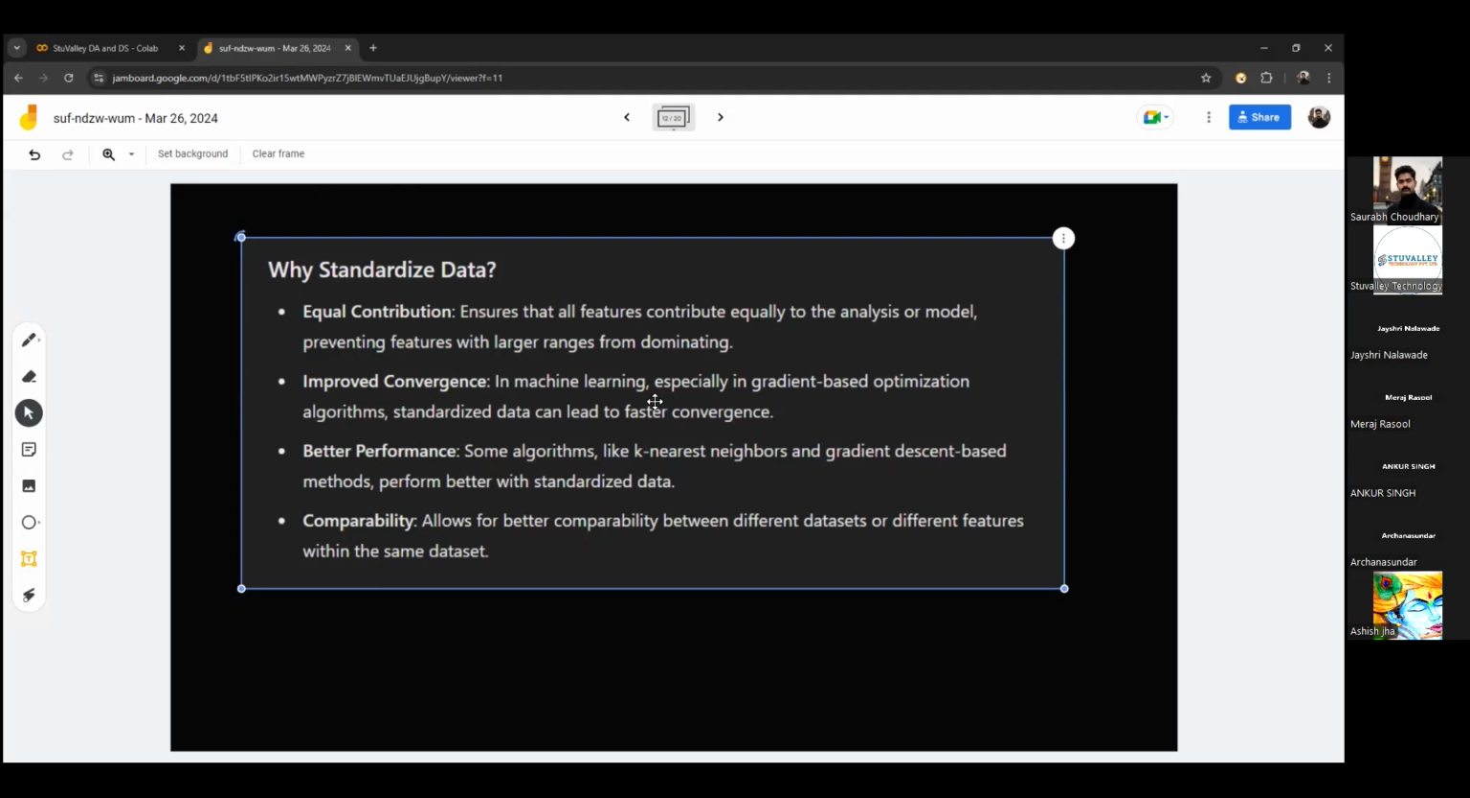Improved convergence in machine learning, especially in gradient based optimization algorithms, standardized data can lead to faster convergence.